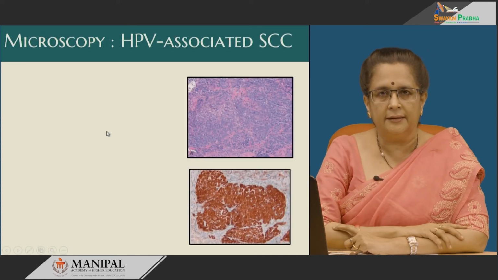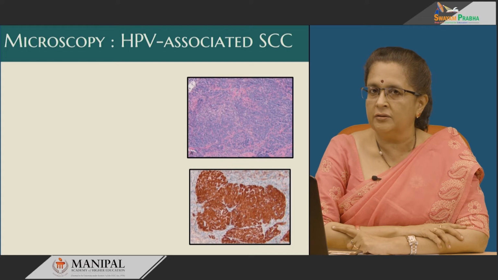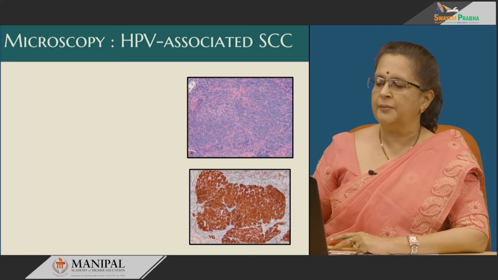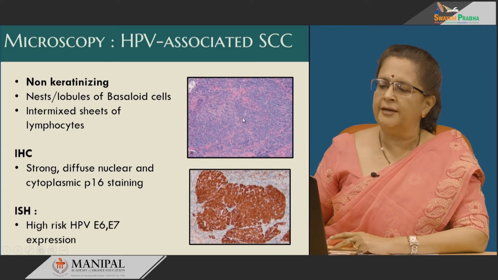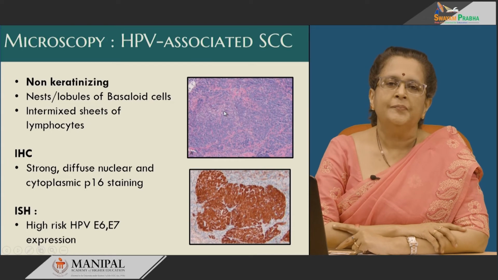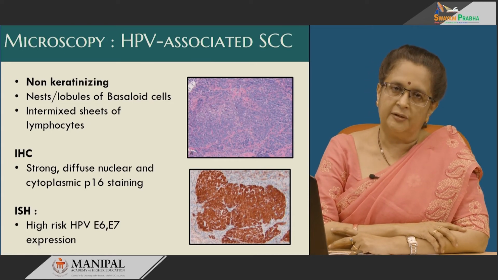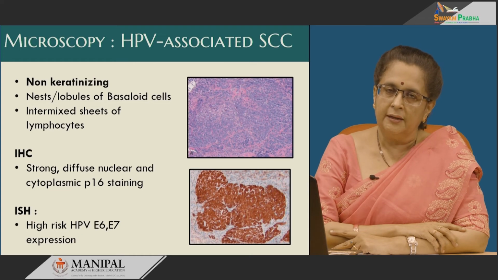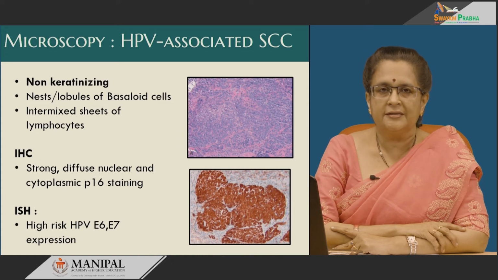As I said earlier, this is a lesion occurring in the epithelium of the tonsillar crypts. Therefore, it is in close association with lymphocytes. Most important aspect is that it is non-keratinizing. So, what you get is nests of basaloid cells. So, what are basaloid cells? Basaloid cells are there in the base of the stratified squamous epithelium, that is the lowermost layer. They have very little cytoplasm and are almost bluish in color in hematoxylin and eosin stained sections.